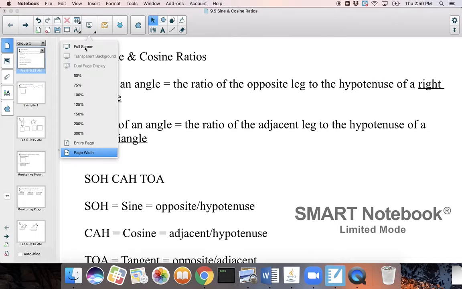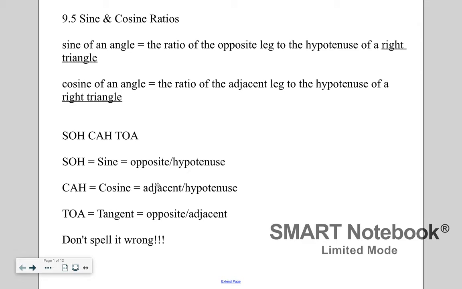These are the notes for sine and cosine ratios. Yesterday we did the tangent ratio. We kind of discovered where it came from. We talked about what the meaning is. And this is the same idea. It's just a different set of sides in the right triangle that we are using.